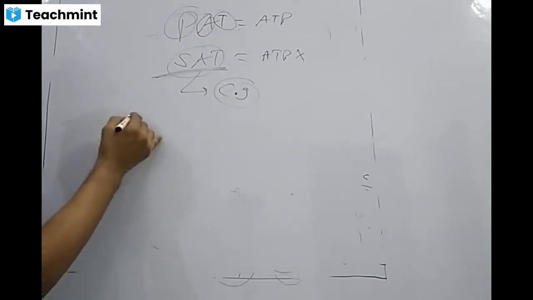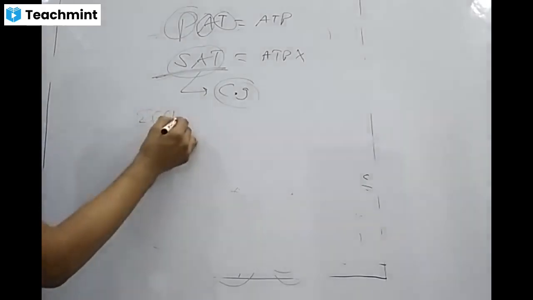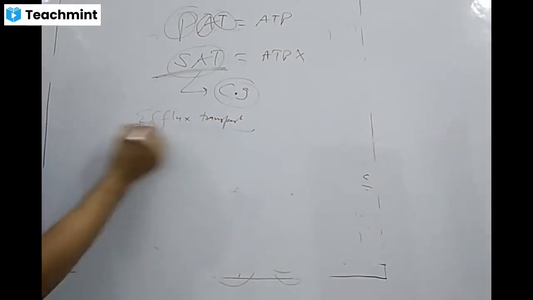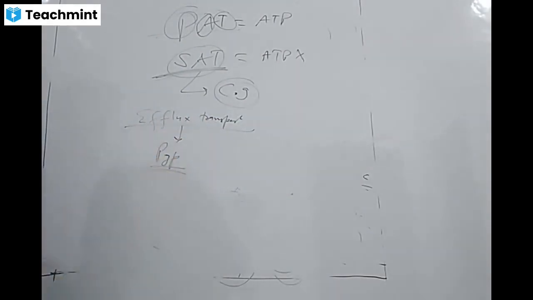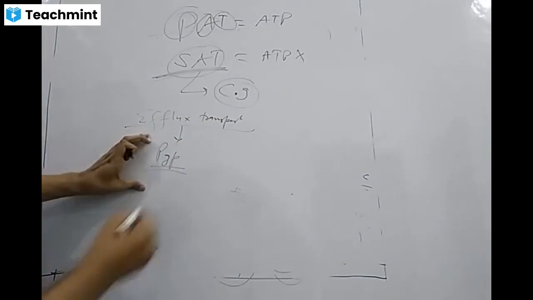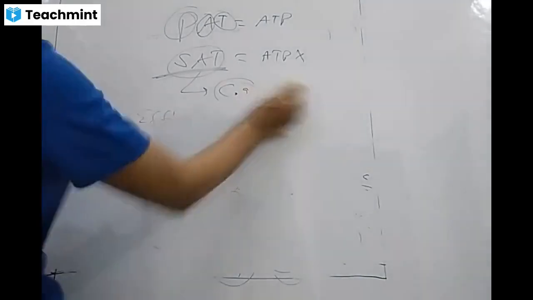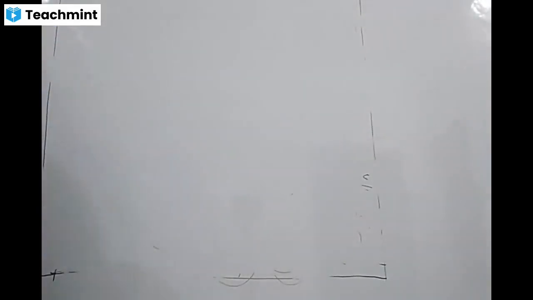And the last transport process is known as efflux transport. This efflux transport is carried out mostly by P glycoprotein. That's the same P glycoprotein which is related with your collie breed. In ICAR 2018, they have asked about the collie breed and P glycoprotein.